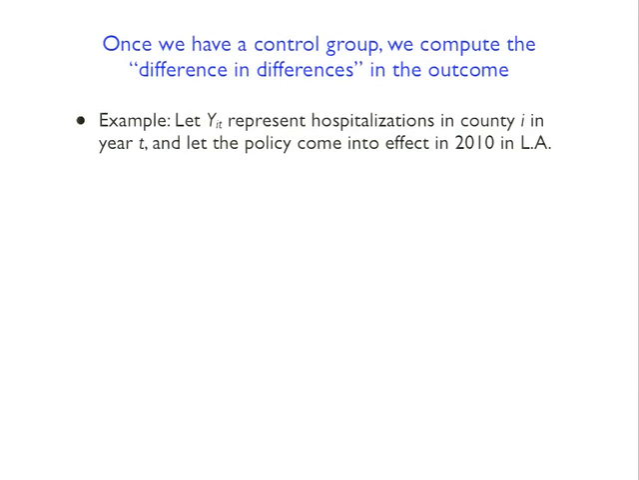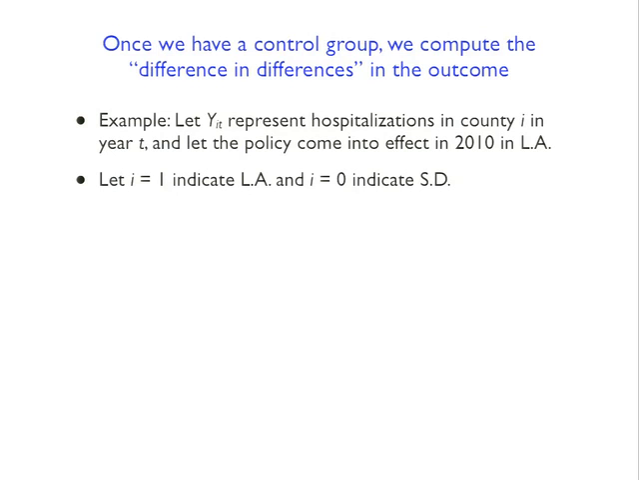So now we're going to have the outcome, Y_it, which is equal to hospitalizations in county i in year t, or more generally in time period t. And let's assume that the policy comes into effect in 2010 in Los Angeles. So we would have to define our index i so that various values correspond to various counties. Just to keep it simple, we'll assume we just have two counties here.